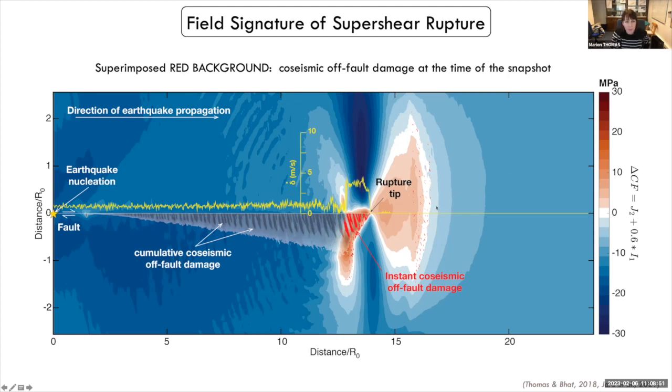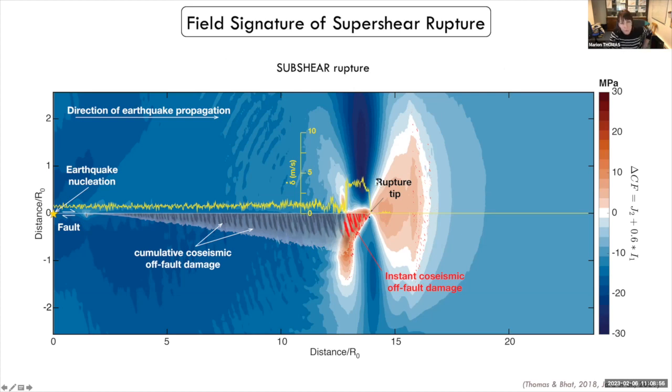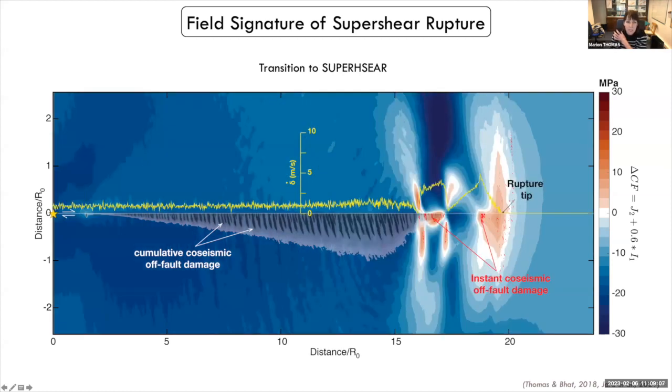So here we are under a subshear condition, and as I described before, the damage is really happening behind the rupture tip. You just have a bit of damage that occurred due to seismic wave propagation. And here it's a snapshot that corresponds to when we have the transition to supershear. So it's even like the daughter crack is actually already quite well developed.